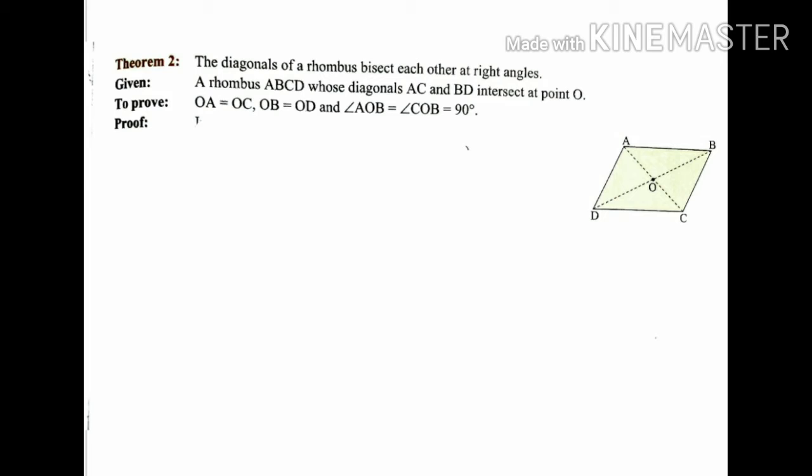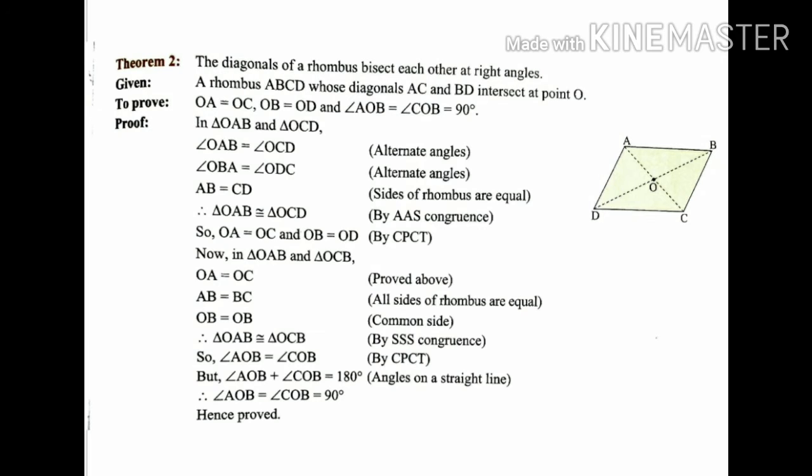So given is a rhombus ABCD whose diagonals AC and BD intersect at point O, and you have to prove OA is equal to OC, OB is equal to OD, and angle AOB is equal to angle COB is equal to 90 degrees. So if you look at the figure, there are 4 vertices A, B, C, D, and the center point is O. So if you want to prove that OA is equal to OC, OB is equal to OD, angle AOB is equal to angle COB is equal to 90 degrees.